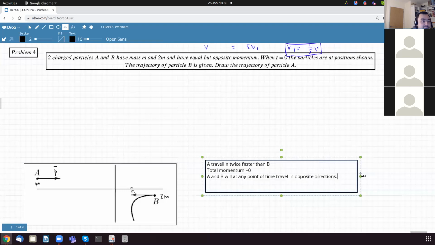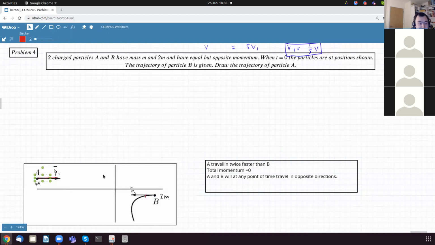So a few things. First of all, because A is traveling twice as fast, by the time B travels more or less in a straight line for this distance, A would travel twice as far. A will travel twice as far before starting to curve. That's the first thing that we definitely know.